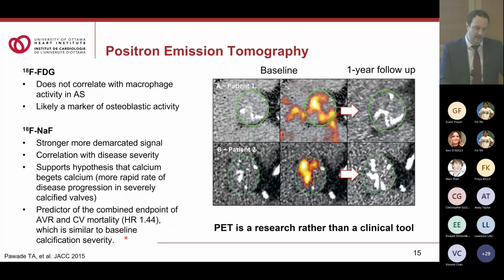It has been demonstrated that there is some predictive value to the sodium fluoride tracer for the aortic valve, and it is a predictor of future AVR, aortic valve replacement, or of cardiovascular mortality. And those are similar to the baseline calcification severity, so it's not a predictor much above that. It's really used as a research tool, as we'll see in some of the trials we'll discuss today.